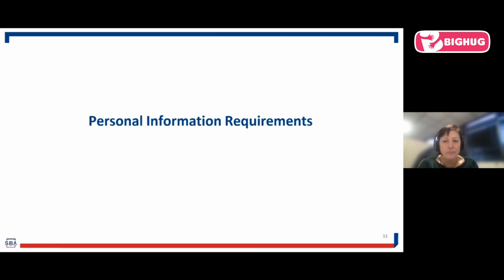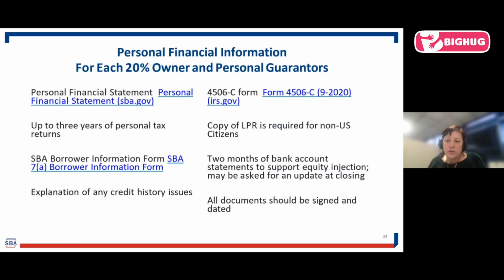Next slide, please. Okay, personal information requirements. We're going to fly through these. I already mentioned it, 20% or more owner. Again, what you need to provide is up to 3 years of personal tax returns. You need to fill out a borrower information form and a personal financial statement. Really focus in. The lender will give you direction on all of these. I wanted you to have the links to everything so that you could go through it and look at your leisure. Again, personal financial statement and up to 3 years of personal tax returns is mandatory, okay?